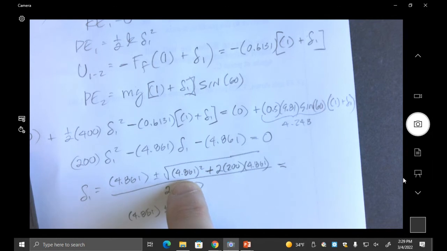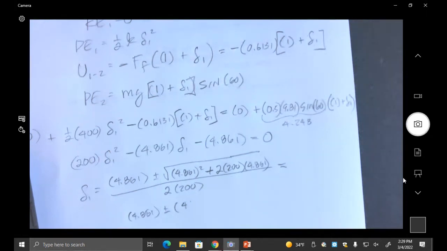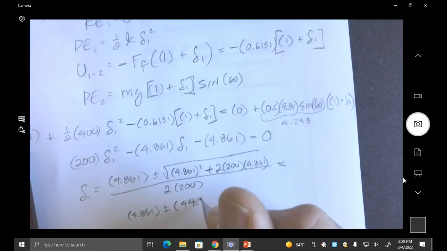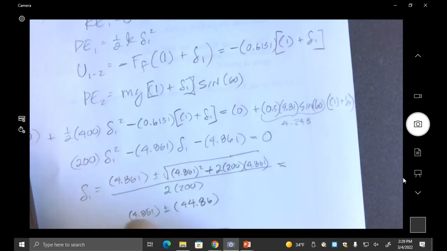I don't want to waste our time here, but that's okay. I still have 4.861 squared. I have 400 times 4.861. Wow. I guess that's right. Add them together. Square root them. Yep. 44. That seems huge. 44.8. Oh, I see why. I'm going to divide by 400 again.